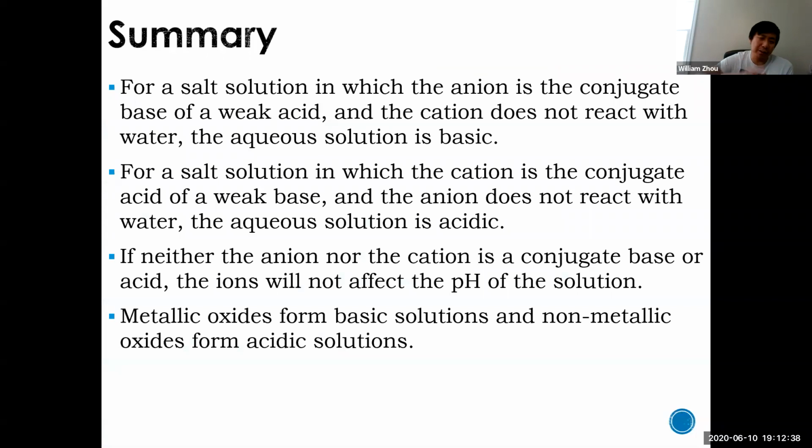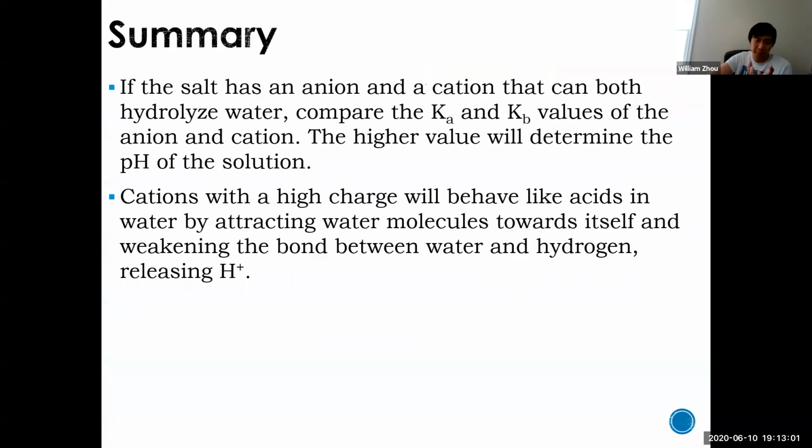That will be it for this class. Okay, so we learned salt solutions. How do you determine whether it's acidic, basic, or neutral? We learned how to calculate the pH of various salt solutions. We also learned about positive cations and how they can become an acid, as well as metal oxides and non-metal oxides. Okay, so that covers hydrolysis.